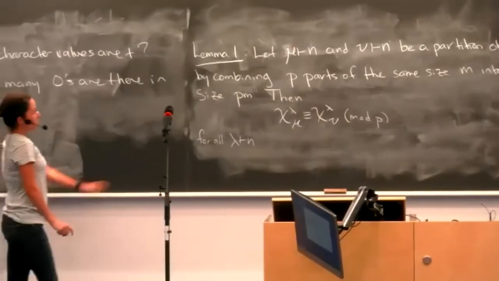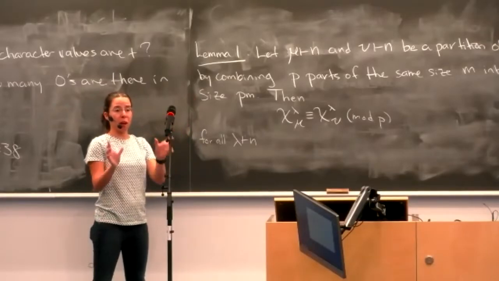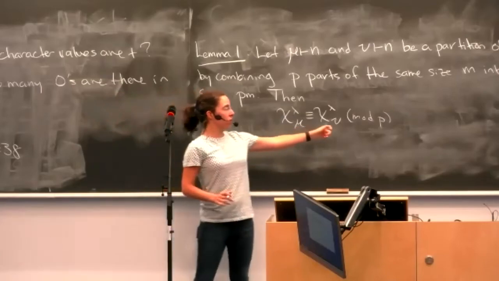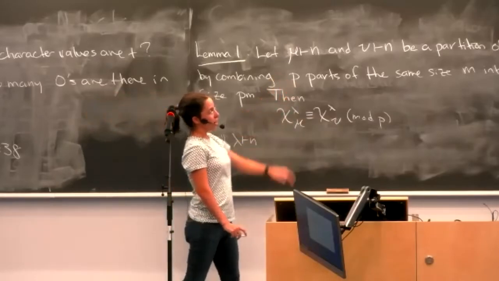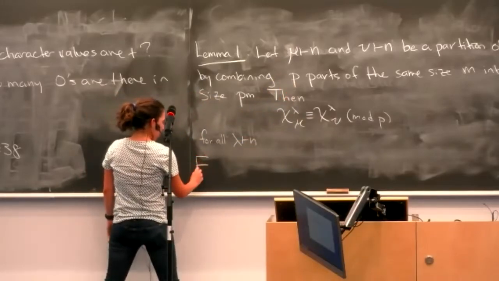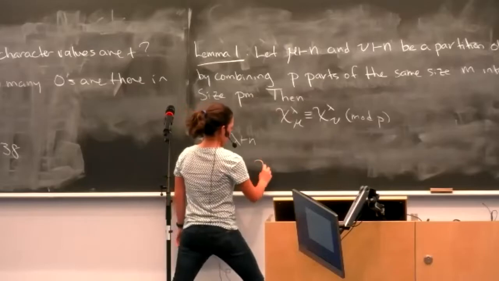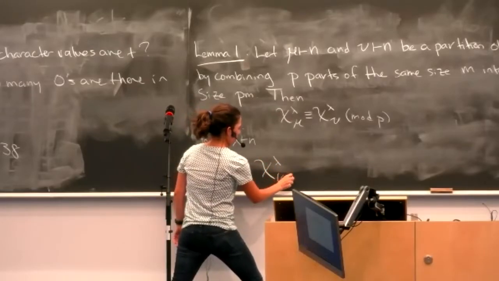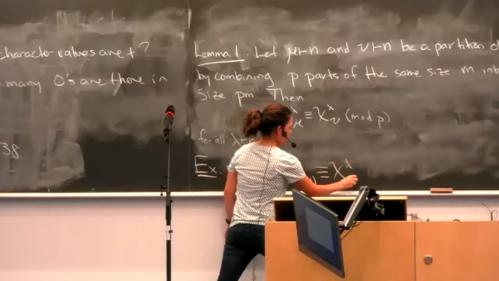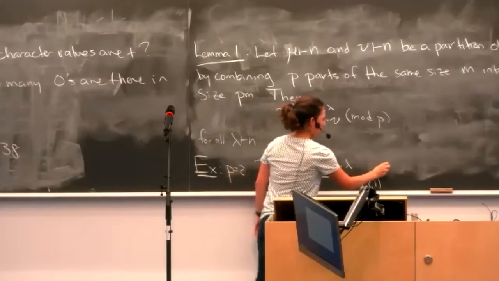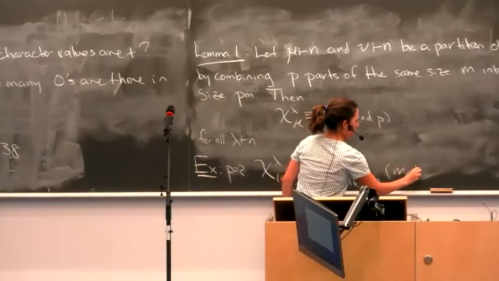This is proved basically by looking at Frobenius's character formula and at the polynomials that appear in it for these two character values, just noticing that they're the same mod p. For an example of this combining parts operation, say when p is 2, then the character values for the partition 6, 2, 1, 1, 1 are congruent to those for 6, 2, 2, 1, because I combined these two parts into one part of size 2, modulo 2.